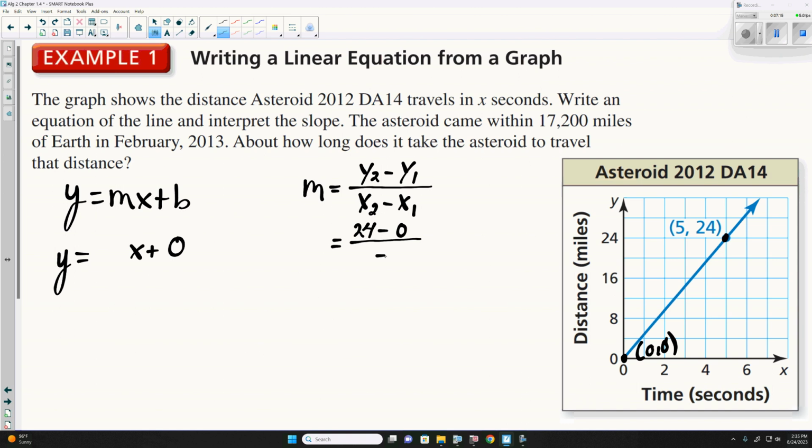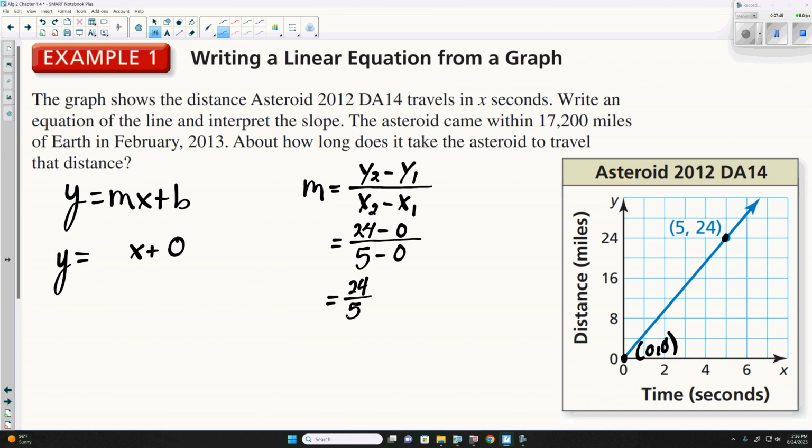Now the order that we put the y values isn't hugely important, but the x's have to mirror it. Since we put 24 first, what x value has to go first? 5. And then 0 would go second. Now we need to simplify this here. So we can do 24 minus 0 first, which is 24. And 5 minus 0 is?